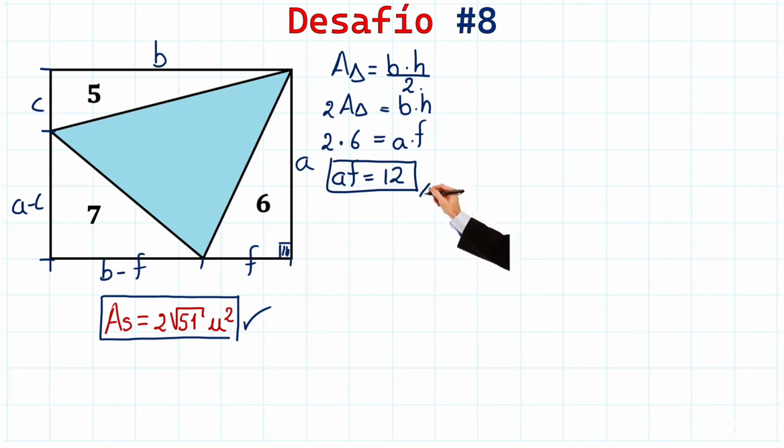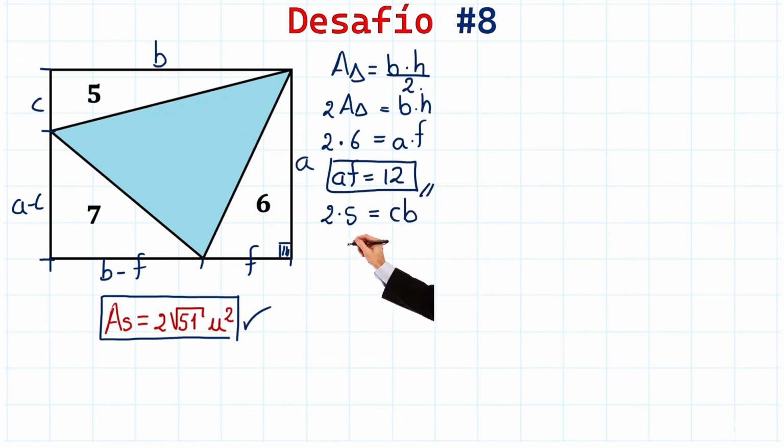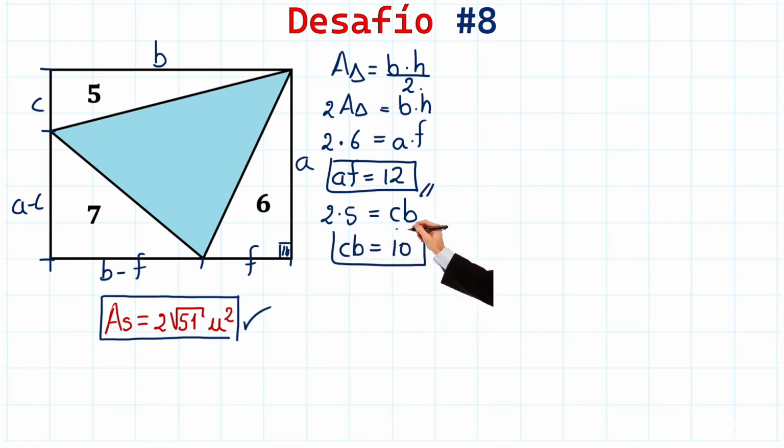Here we have the value, and we will do the same with the other 2 triangles. So pay close attention. We'll have 2 again for the area of the triangle, but now it's not going to be 6, but 5. So 2 times 5 is going to be equal to base times height. In this case, B times C or C times B. So C times B, or CB, will be equal to 5 times 2, or 2 times 5, which gives us 10. Awesome. Very well.